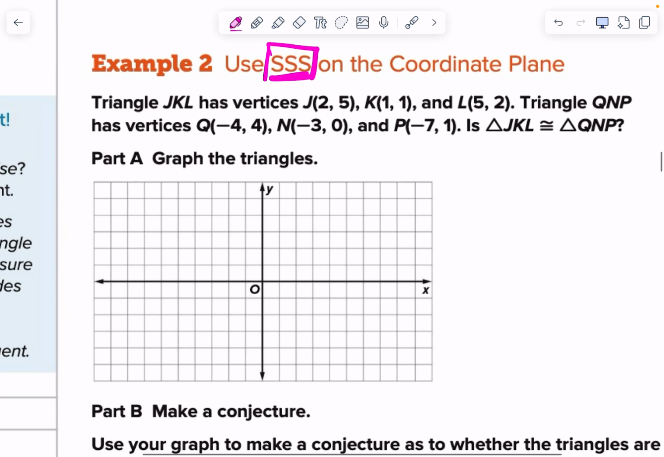All right, let's plot them. J is (2, 5). I mean, you don't have to, but let's do it. K is (1, 1). L is (5, 2). J, K, L.